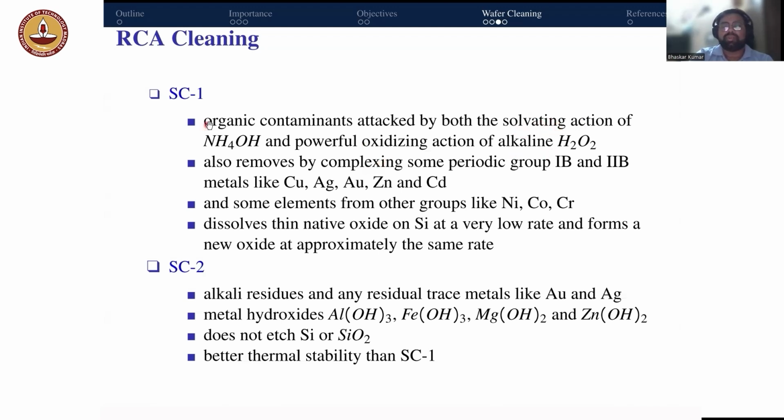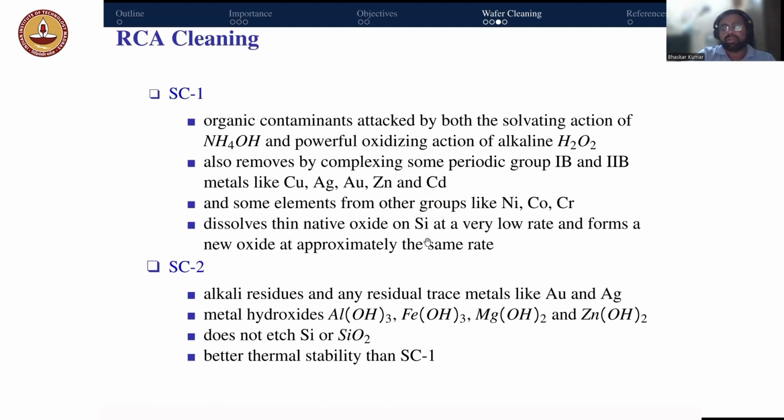The way the RCA1 works is by forming complexes with periodic group elements such as 1B and 2B metals, such as copper, gold, silver, and zinc. It also forms amine complexes with other group elements like nickel and cobalt, etc. Before the advent of atomic force microscopy, it was not known how the RCA1 actually cleans the surface of the wafer.